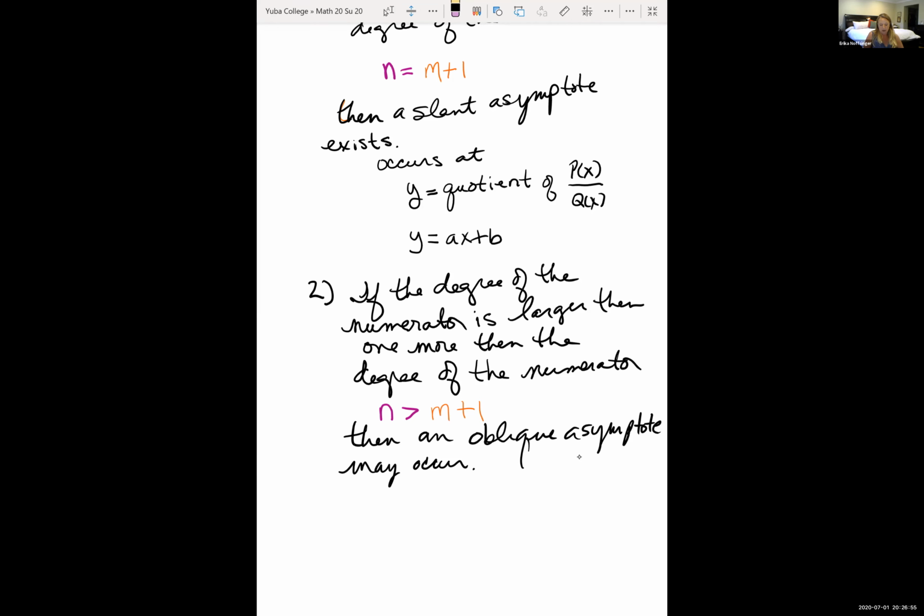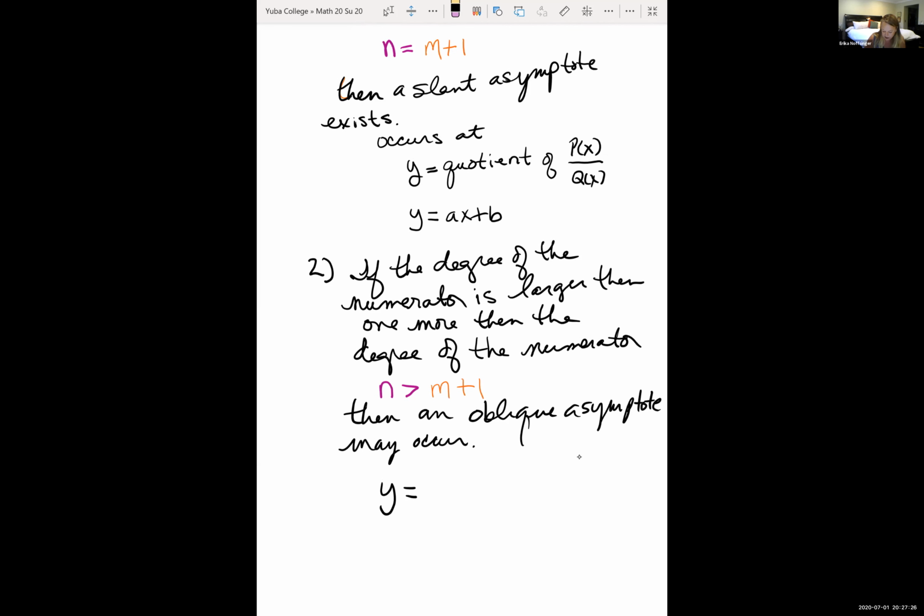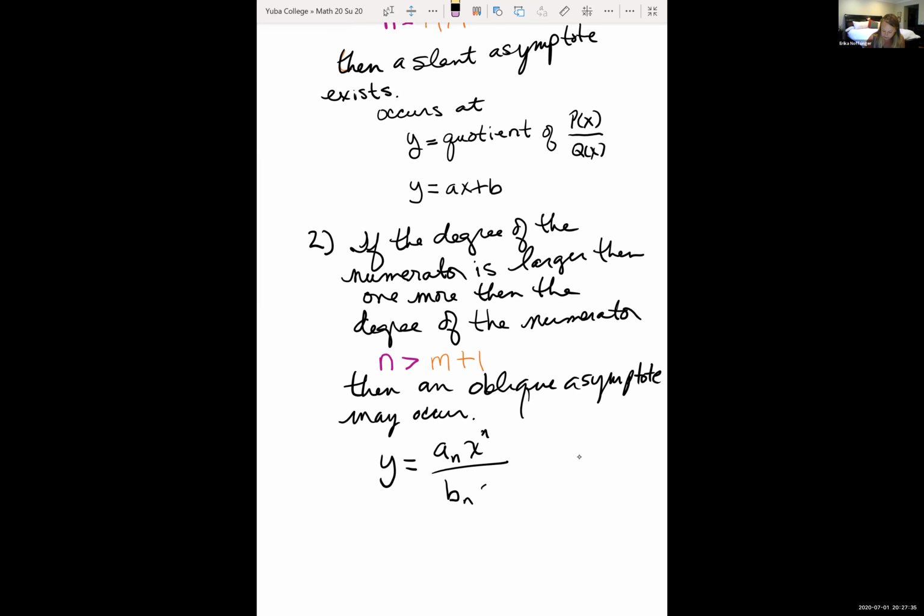So we could get it the same way that we did before by doing long division. But remember, when we were looking at polynomials, we're going to get some polynomial there other than a linear equation. And when we were looking at polynomials, it was really just the leading term that determined the end behaviors of our graph. So basically, y is equal to the leading term on top, a sub n x to the n, all over the leading term on the bottom, b sub m x to the m.